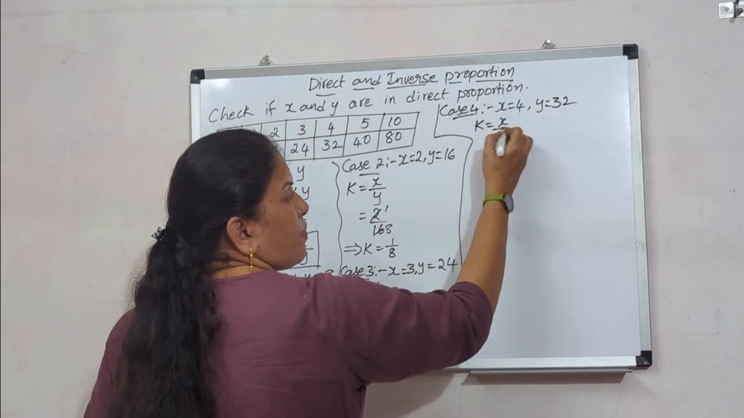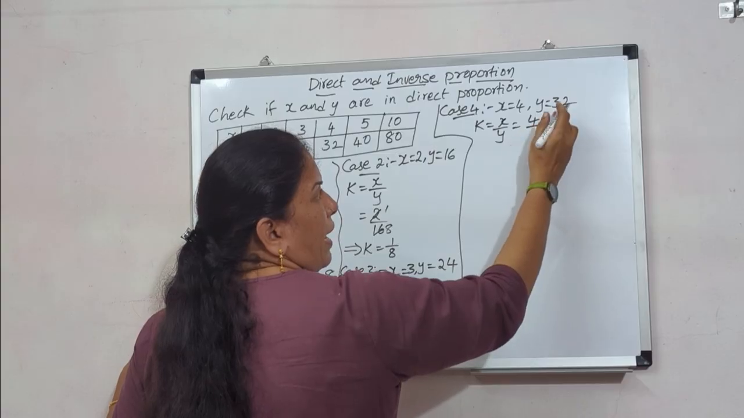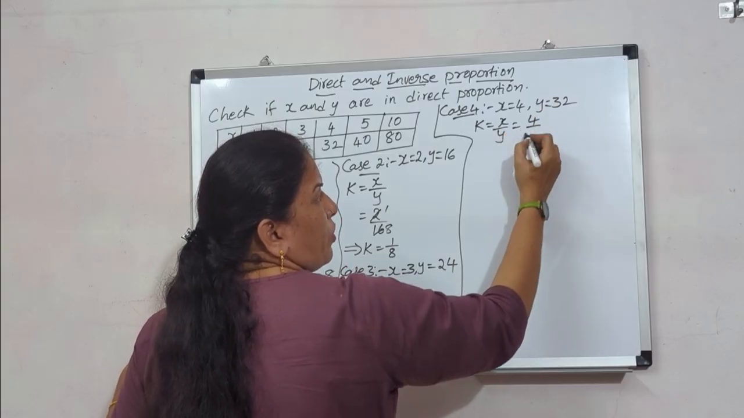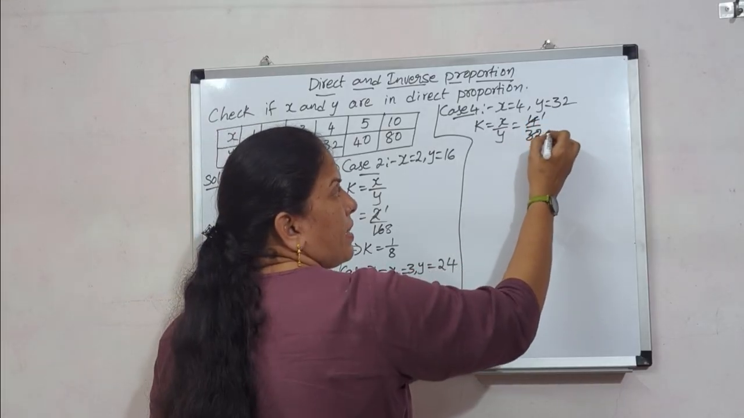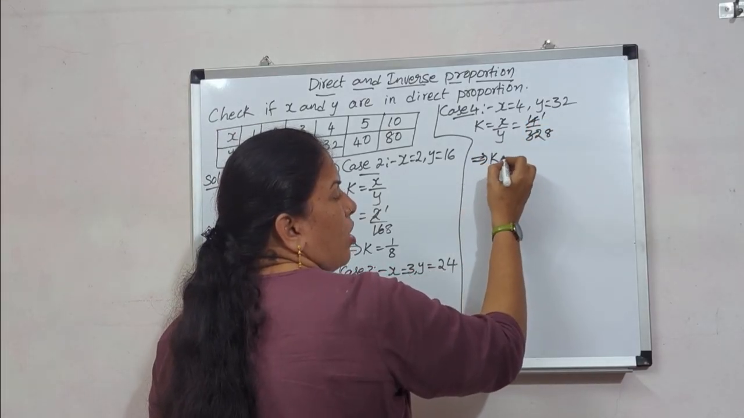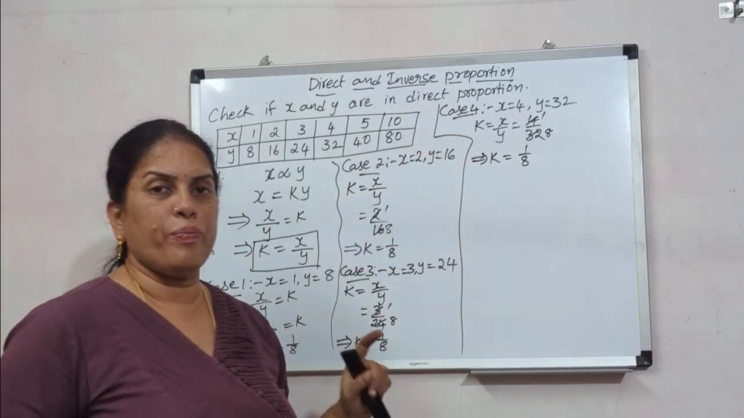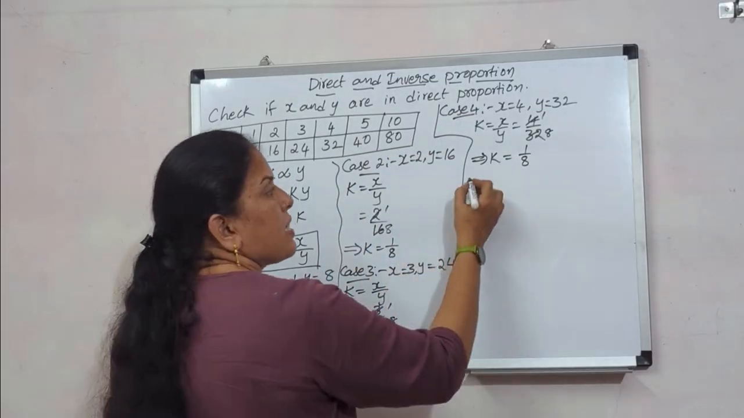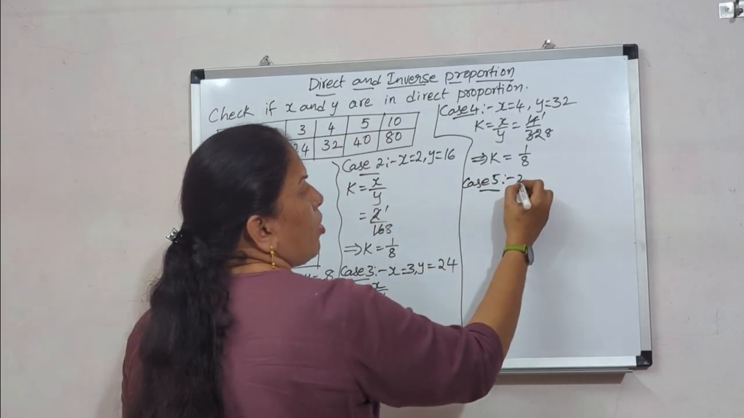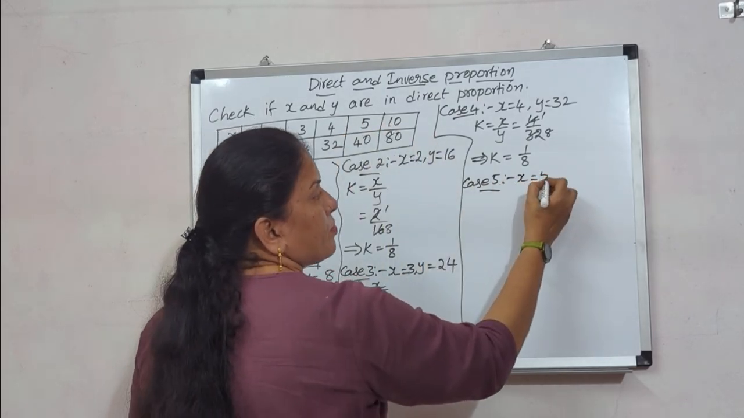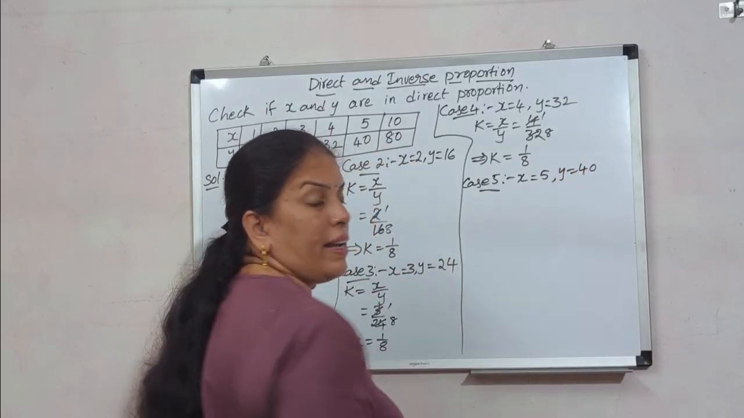K is equal to x by y, which is 4 by 32. 4 ones are 4, 4 eights are 32. Implies k is equal to 1 by 8. This is case 4. Case 5 we will see. Case 5, x is equal to 5, and y is equal to 40.